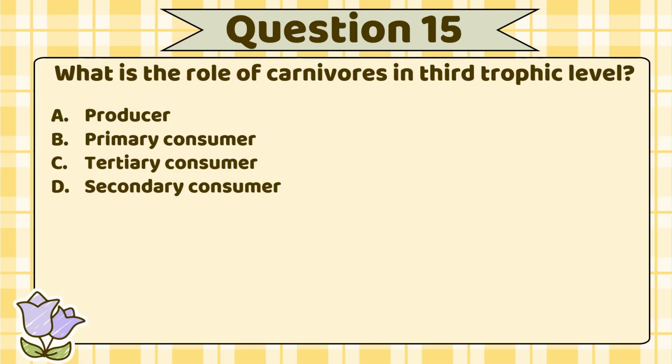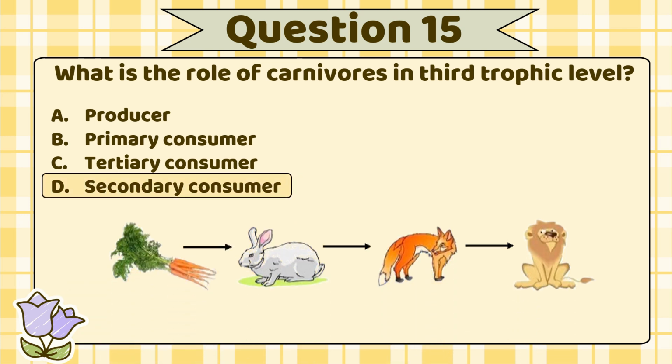Question 15. What is the role of carnivores in third trophic level? The answer is D, secondary consumer. Here is a food chain consisting of 4 trophic levels. As you can see, the carnivores, which is fox, acts as secondary consumers.